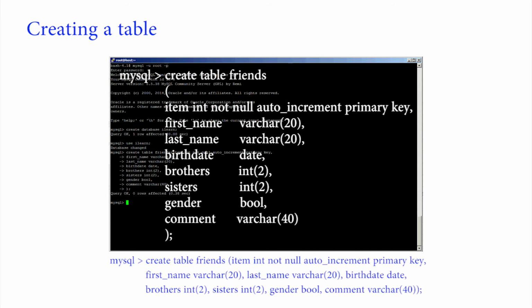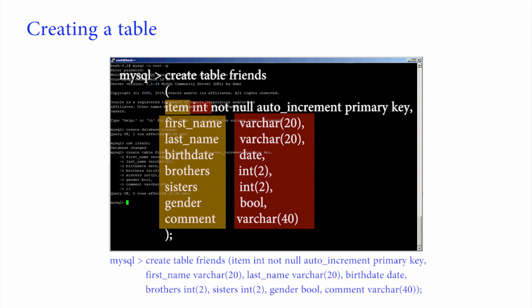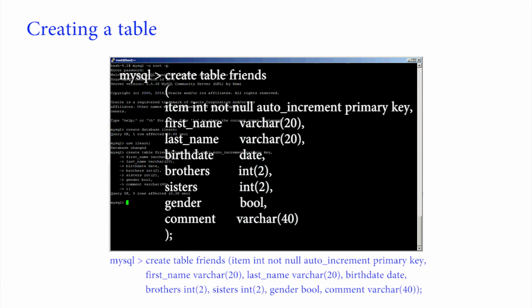Laid out this way, it may be easier to see that each line describes a field and the data type for that field. The first field is item. By adding the words int not null, auto increment primary key forces MySQL to do some additional work for us. This includes adding an integer, a whole number, that must have a value. It can't be null, and it's automatically added each time we add a record, but don't worry about this for the moment. First name and last name are varchars, variable characters, with spaces for 20 characters.